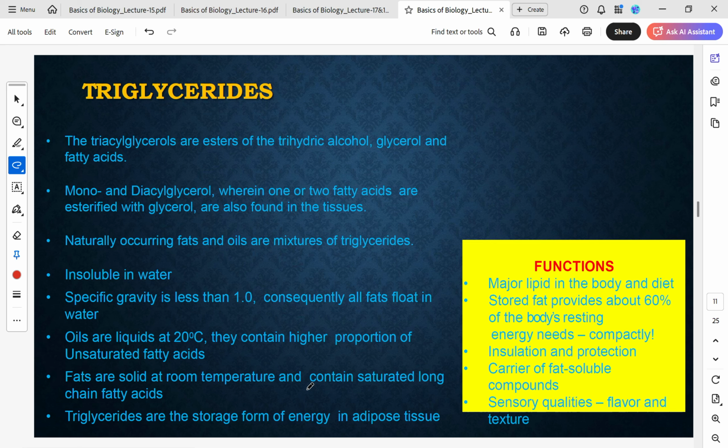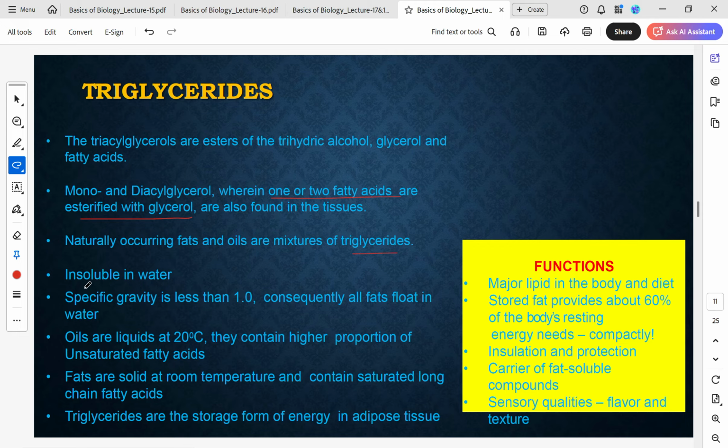Triglycerides are esters of the trihydric alcohol glycerol and fatty acids. There are mono and diacylglycerols also, wherein one or two fatty acids are esterified with glycerol, that are also found in tissues, but mostly we find triglycerides. Naturally occurring fats and oils are mixtures of triglycerides.